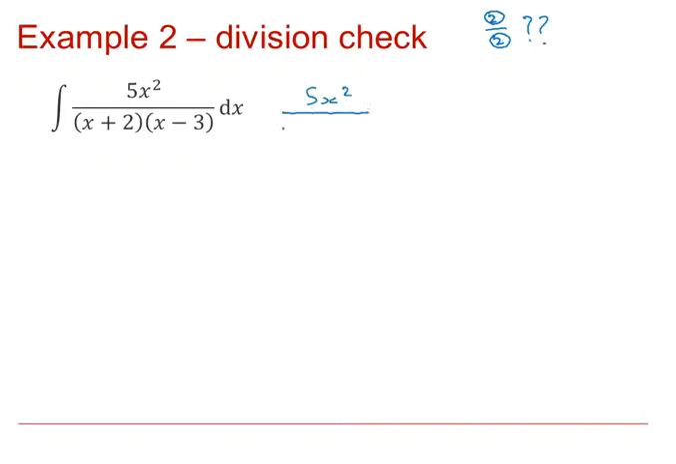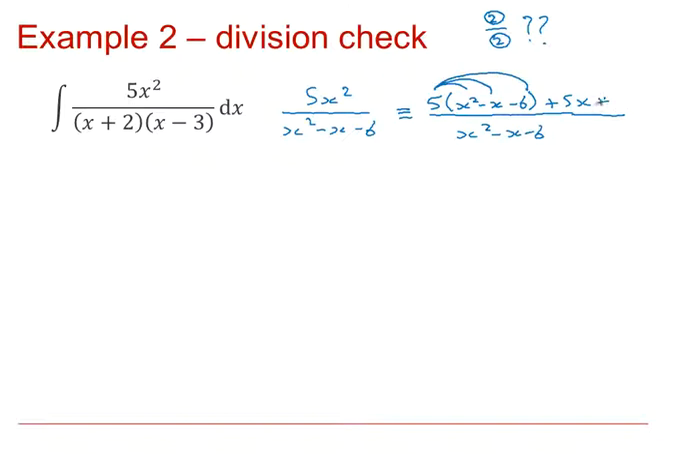5x squared over, expanding the brackets, x squared minus x minus 6. I could at that point do algebraic long division, or an alternative method is to keep this denominator expanded so it's clear, but instead of writing it as 5x squared, write it as 5 lots of x squared minus x minus 6, so it looks just like the denominator. We've still got our 5x squared, which we need, but we've created minus 5x, so we need to add on a 5x, and we've created minus 30, so we need to add on a 30.